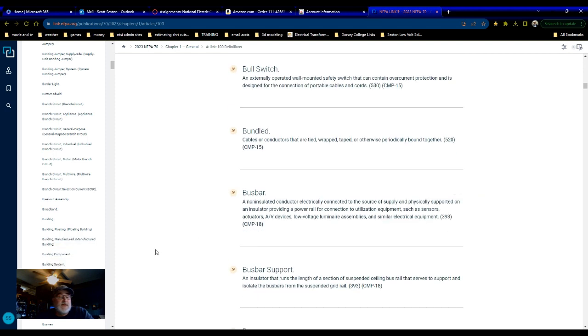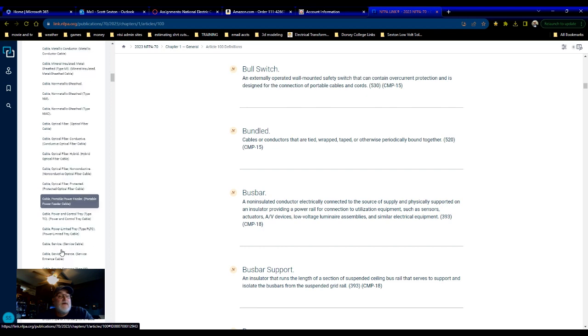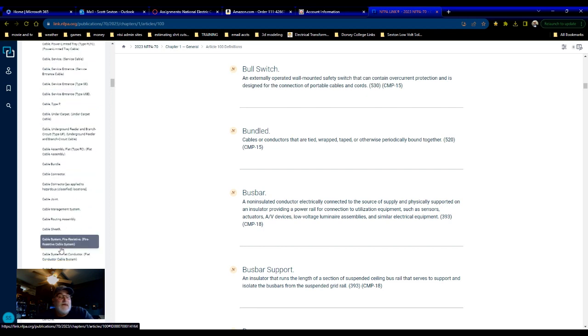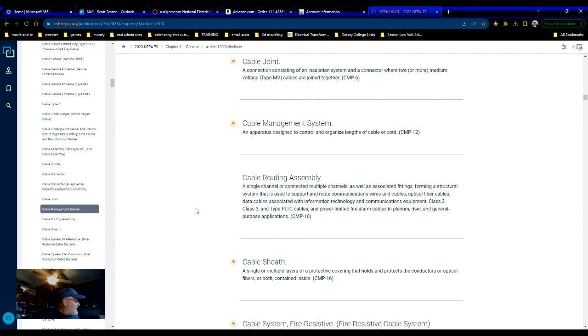Building component, bulkhead. Let's get on down here a little bit further, where we're going to be looking up cable joint. And that should be in your code book also. A connection consisting of an insulation system and a connector where two or more medium voltage type cables are joined together. Oh, looky there. That's exactly what that says.